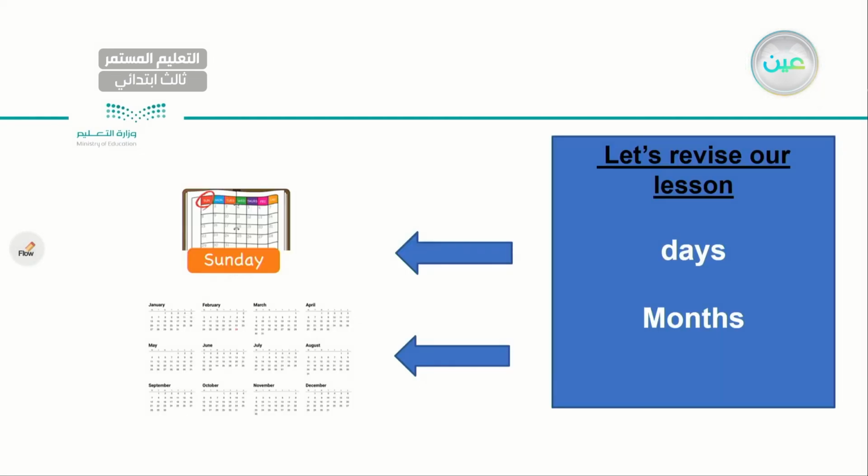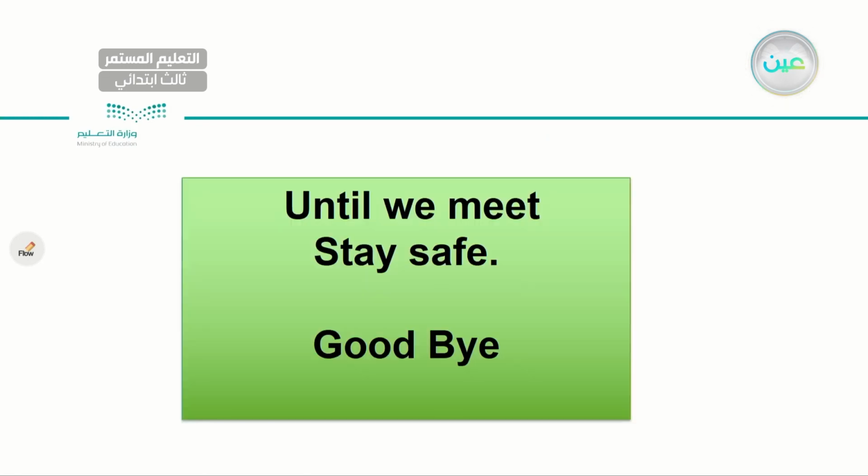So let's revise what we've learned in this lesson, my dear student. In this lesson, we started our unit, days and weather. We talked about the days of the week. How many days do we have? We have 7. Also, we introduced the months. How many months do we have each and every year? I have 12 months. So that was my lesson, my dear student.